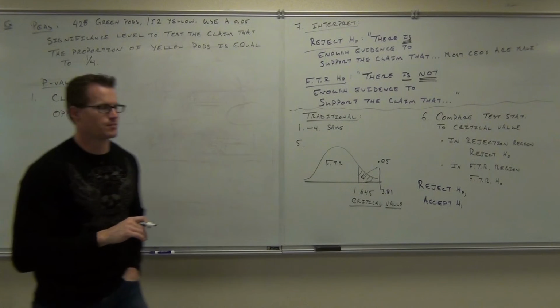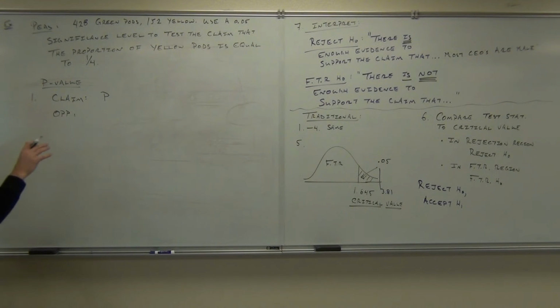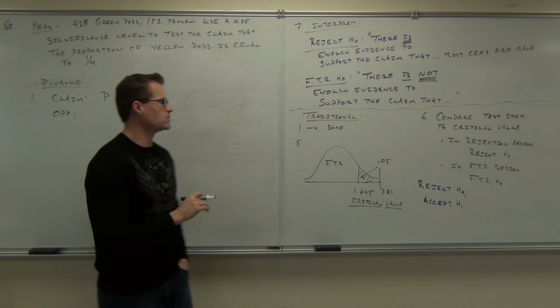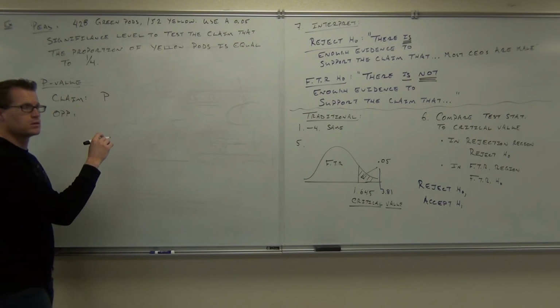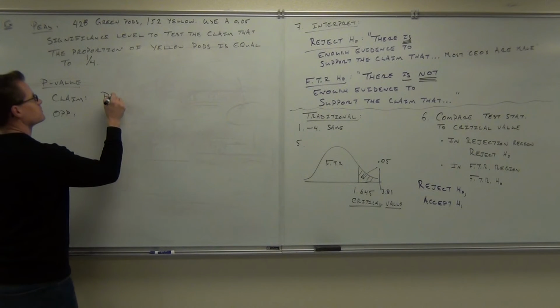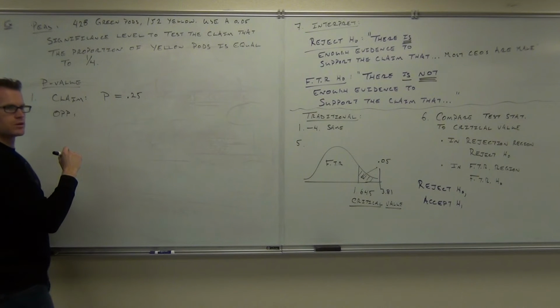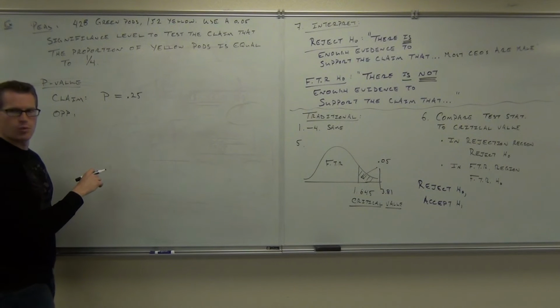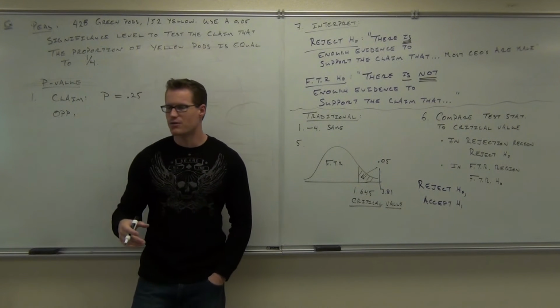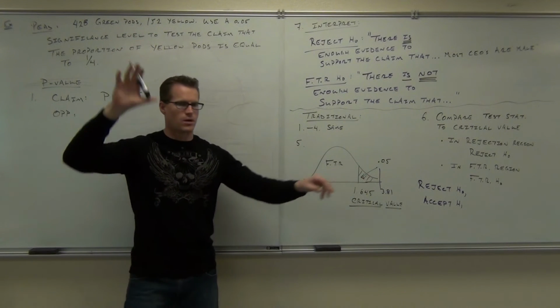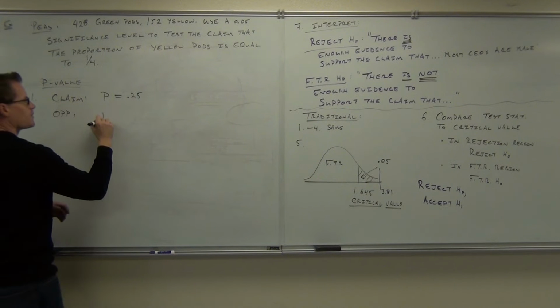How do I state the claim? It says, test the claim that the proportion of yellow pods is equal to 1/4. Equal? Yeah. Equals 0.25. It's got to be a proportion. You all right with that? We're not talking about most, right? We're talking about the proportion equal to 1/4. Proportion equaling 1/4 would be equal to 0.25. Raise your hand if you're all right with that. Okay, you guys over here, yes or no? You sure? All right. State the opposite of the claim.